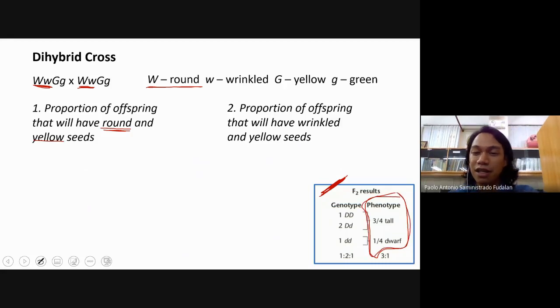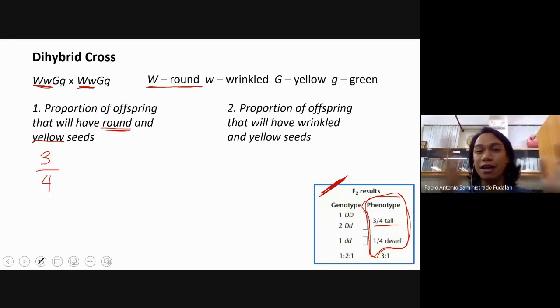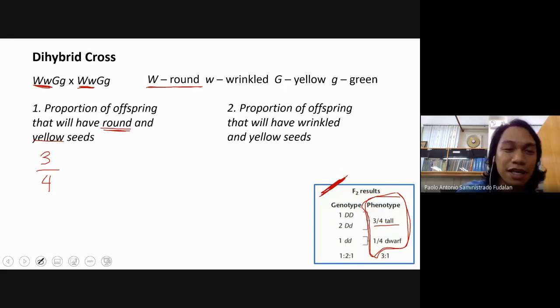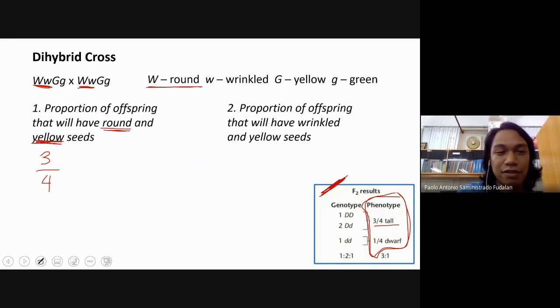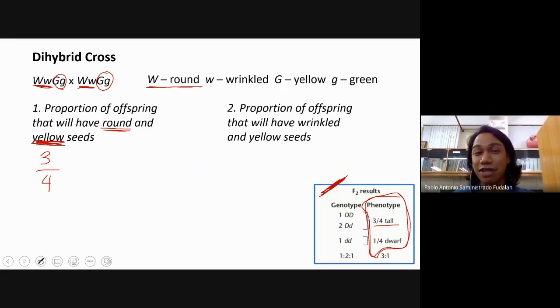Okay? So, in here, the proportion of the dominant trait coming out is 3/4. So that's what I'm going to use as my proportion for the round character or trait. Then I'm going to focus on the yellow, the color trait or the color character. Same story, I have big G, small g for both. And the resulting offspring here is yellow seeds. Okay? And yellow is also dominant.